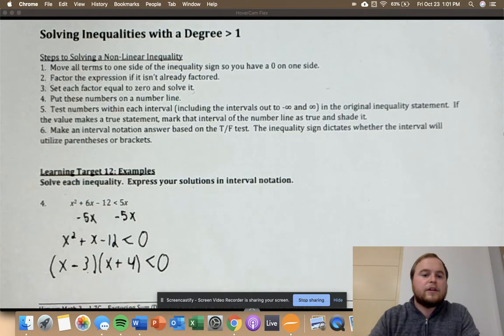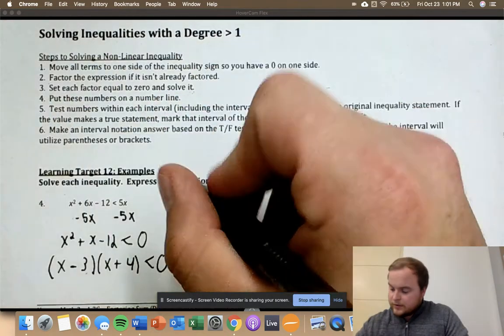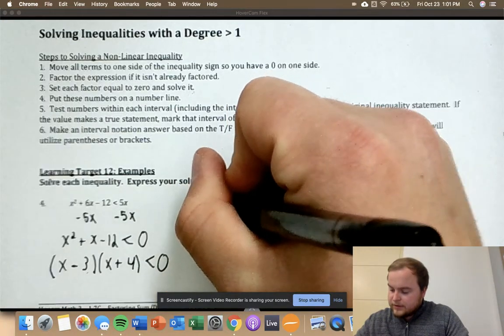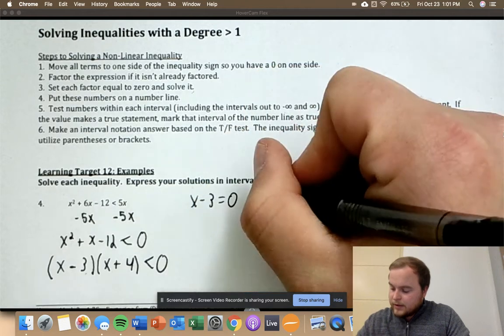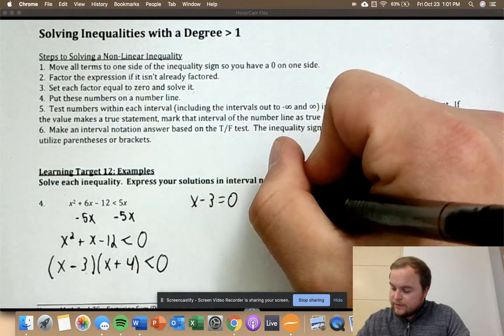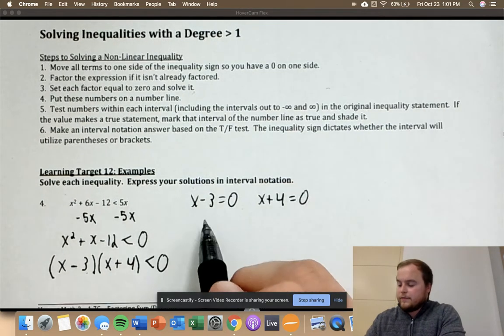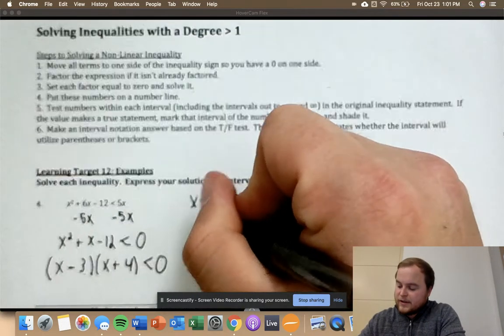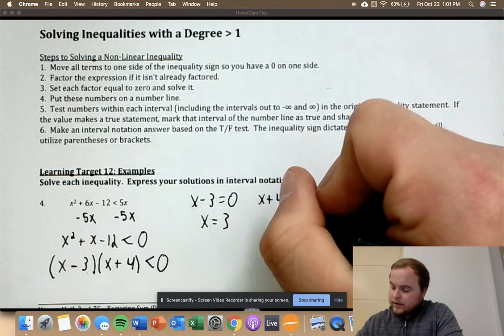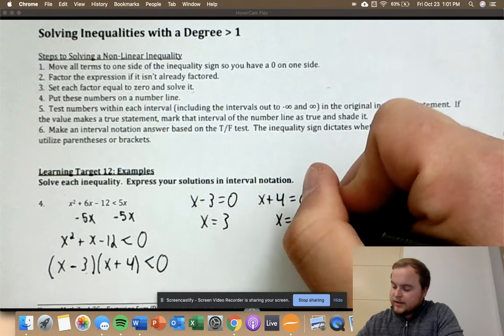All right, so step number 3. Set each factor equal to 0 and solve it. So I'm going to have x minus 3 equal to 0, and I'm going to have x plus 4 equal to 0. And then I solve. Solving for x here just gives me x equals 3, and then I get here x equals negative 4.